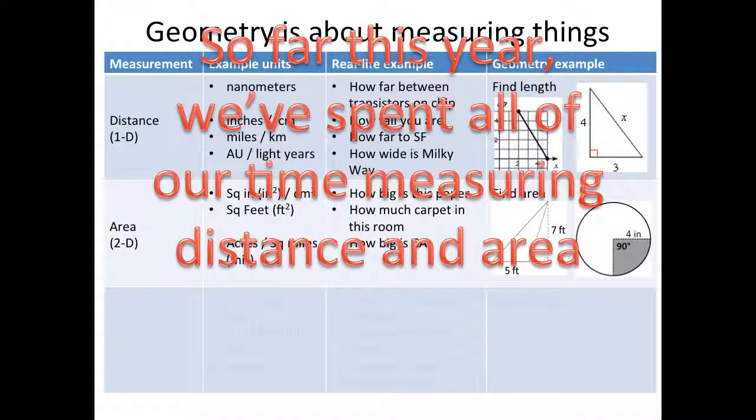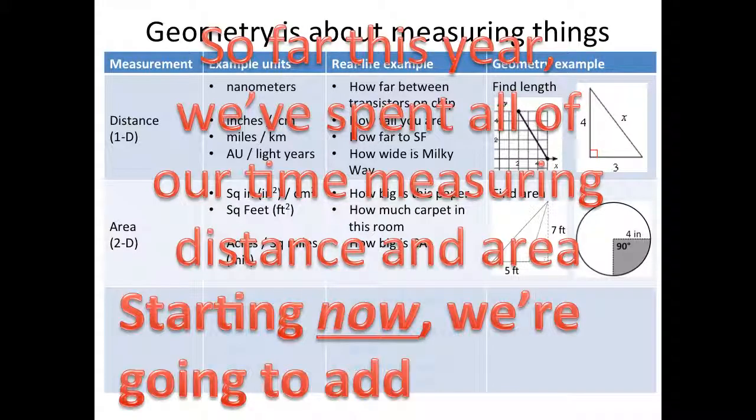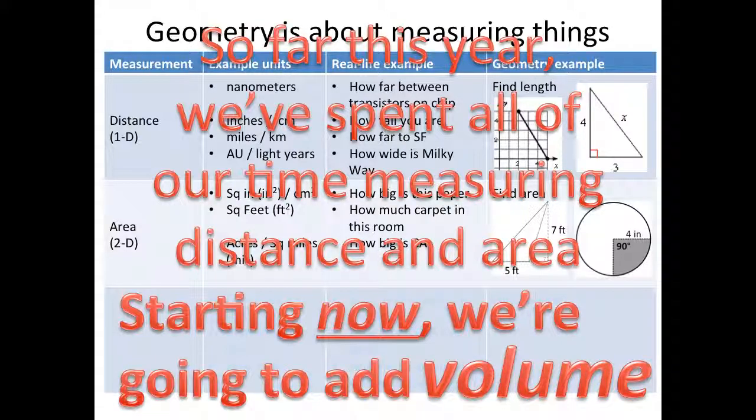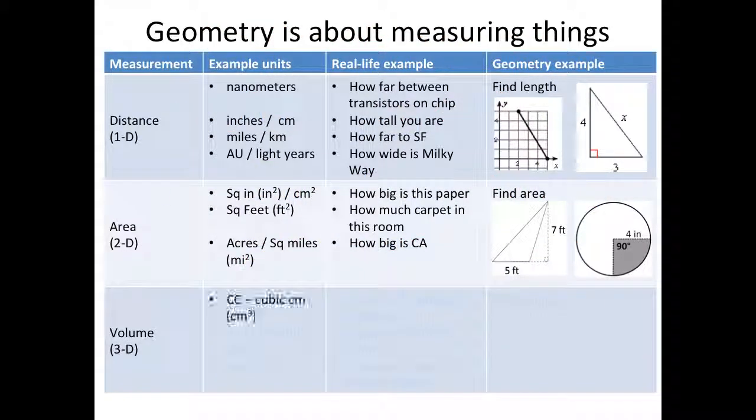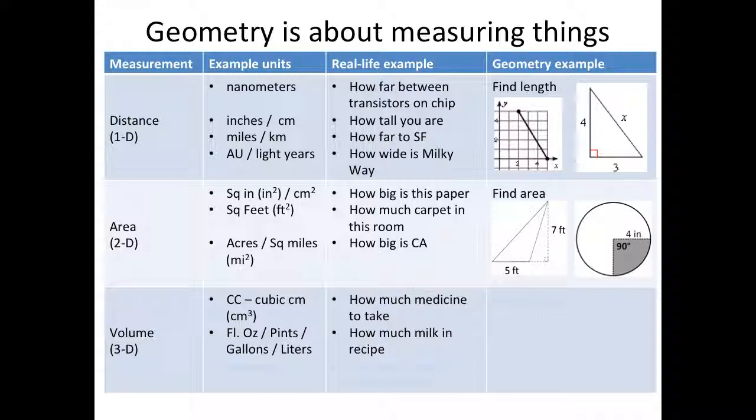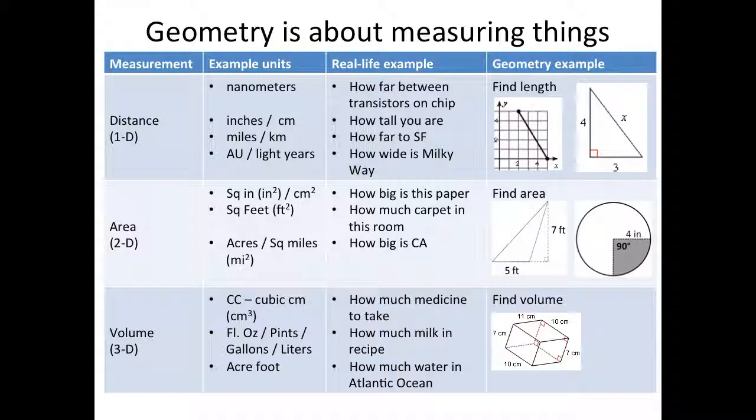So far this year we spent literally all of our time measuring distance and area. So starting right now, we're going to add the third type of thing we can measure, and that is volume, or things in 3D. For example, you measure things in cc's or cubic centimeters, like how much medicine do you take? Or in fluid ounces, pints, gallons, or liters, how much milk does a recipe call for? Or in acre foot, like how much water is in the Atlantic Ocean. And in geometry, we're going to be able to solve finding volume problems, like find the volume in that prism, or find the volume in that cone.